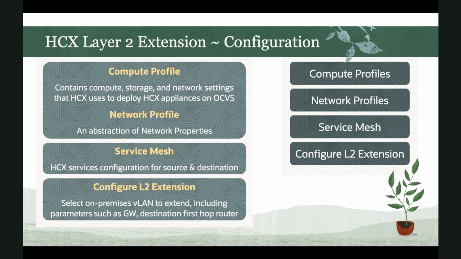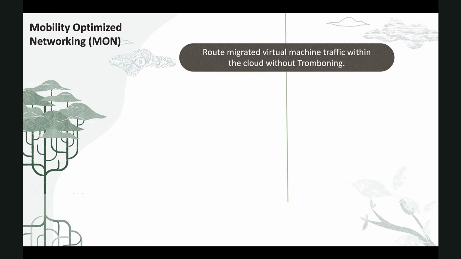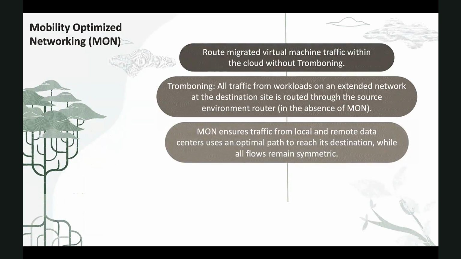After the migration of VMs, the network settings of those VMs need to be changed to that extended VLAN port group. Mobility Optimized Networking is an HCX enterprise feature. This feature allows you to route the traffic of a migrated virtual machine within OCVS without tromboning. So what is network tromboning? Tromboning occurs when all the traffic from the workloads on an extended network at the destination is routed through the on-premises router gateway. This feature ensures that the traffic remains symmetric and it uses an optimal path to reach its destination.